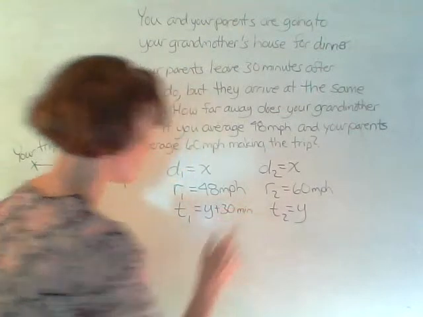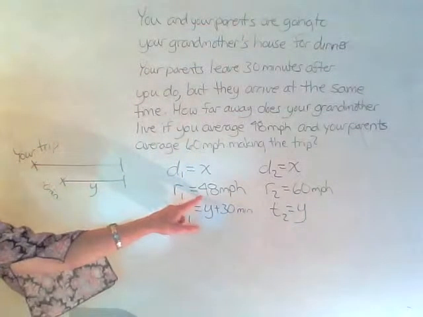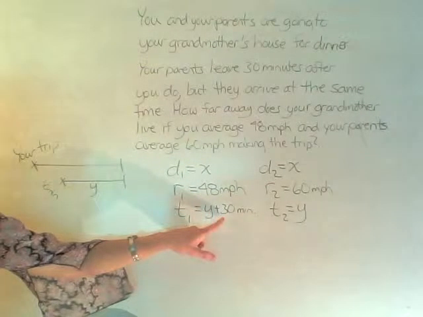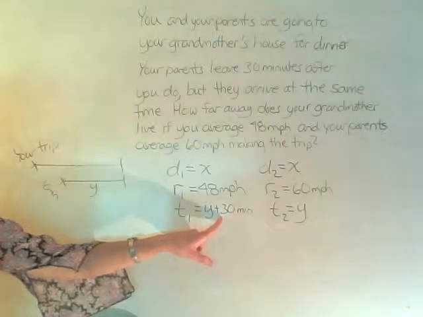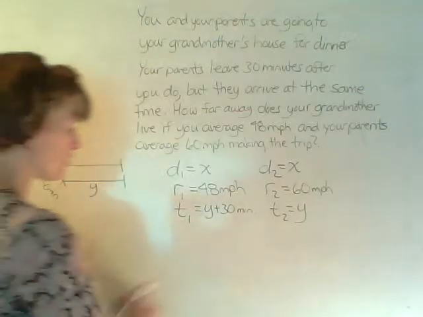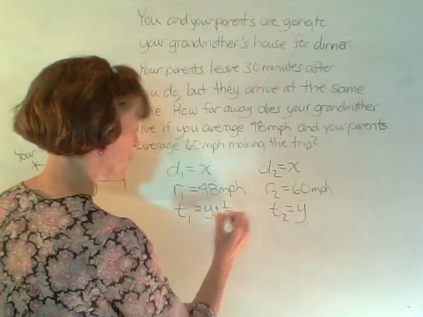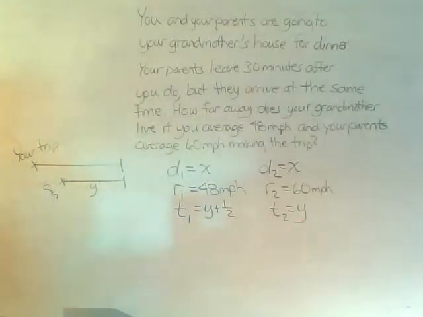Now this 30 minutes is a problem. You see my rates are in miles per hour. My distance is going to be in miles. So my time needs to be in hours. That means I need to change that 30 minutes to 1/2 hour. Always make sure in these distance problems that you check the units and make sure your units are consistent.